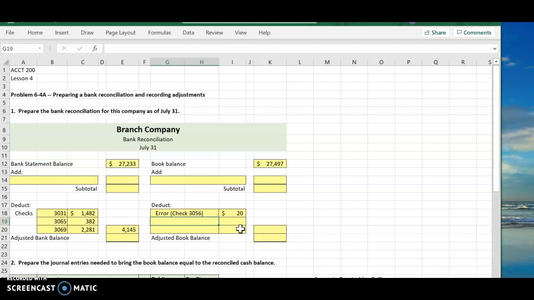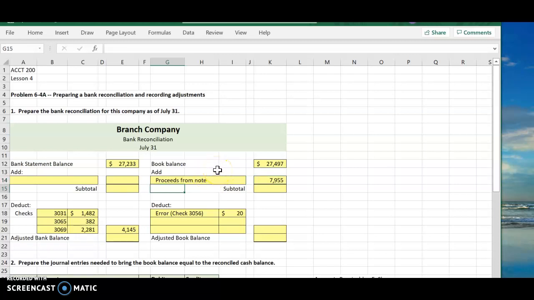Next, we see that the July bank statement in item D shows the bank collected $7,955 cash on a note for Branch. We didn't know that that had come in until we saw our bank statement. So that is something that we need to add to our book balance. Up here we'll call that proceeds from note, and the amount is 7,955.